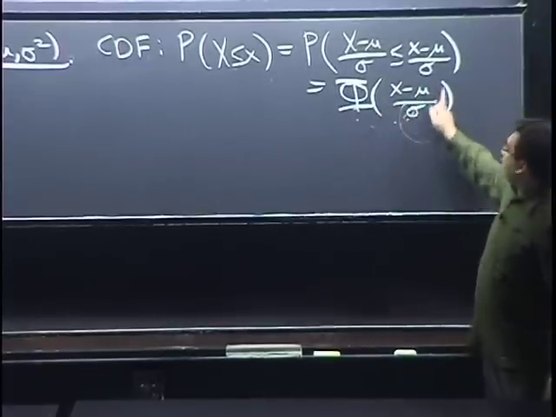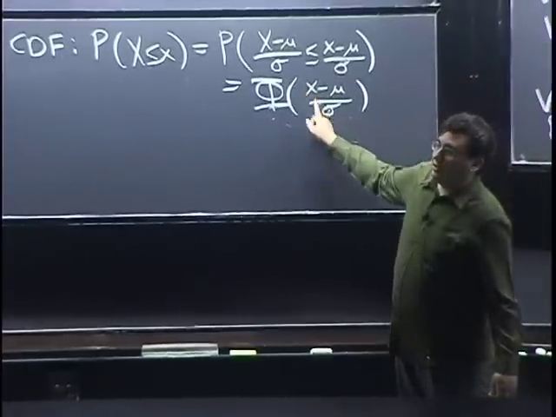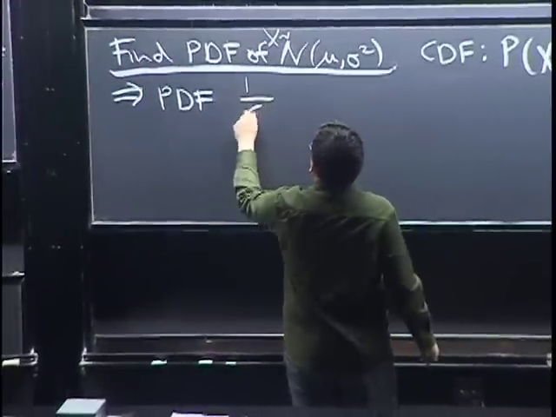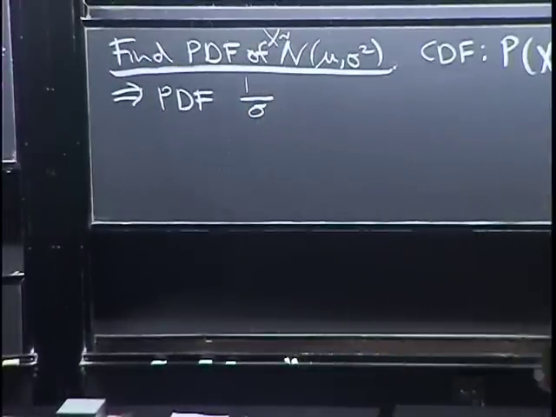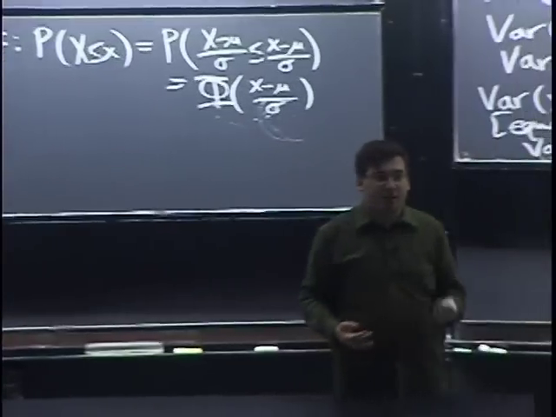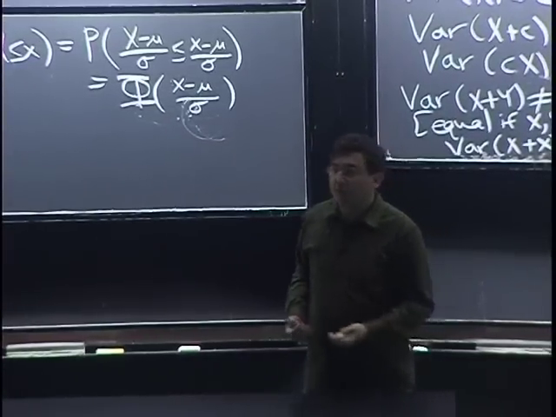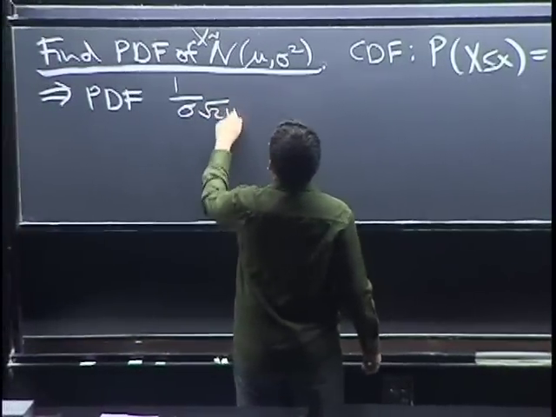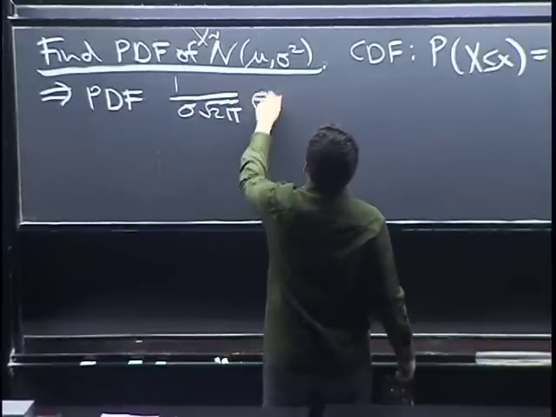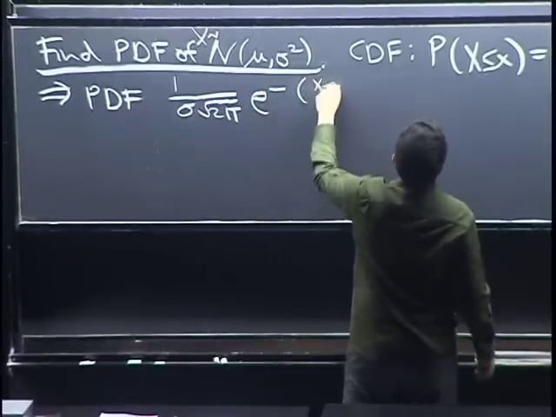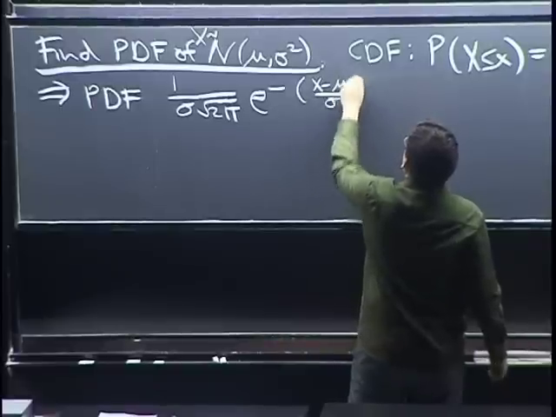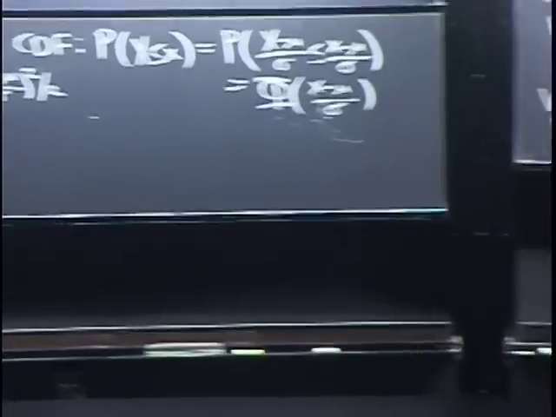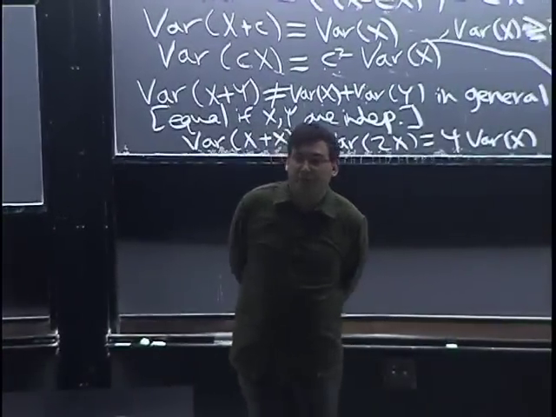The derivative of this inner function is just 1 over sigma, right? Because it's 1 over sigma times x. So we're going to get a 1 over sigma. And then we're going to get the derivative of this. The derivative of capital phi is just the standard normal PDF, right? And it says evaluated here. So I'm just going to write down the standard normal PDF, and I'm going to evaluate it at x minus mu over sigma. And that's it. We're done. So it should be a very, very quick calculation to be able to do that.